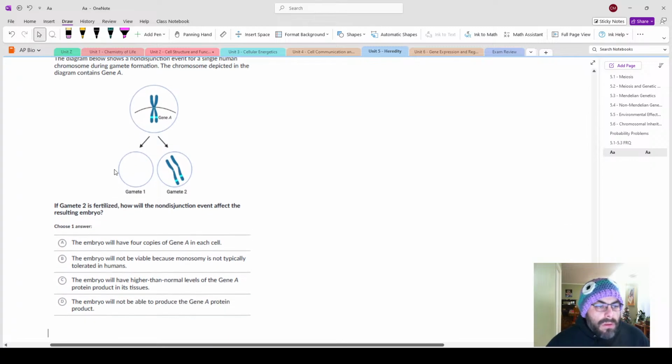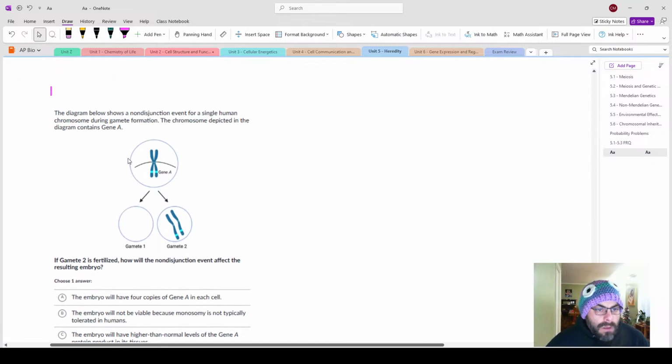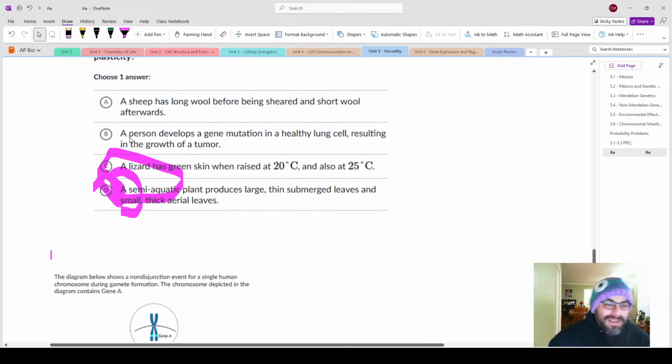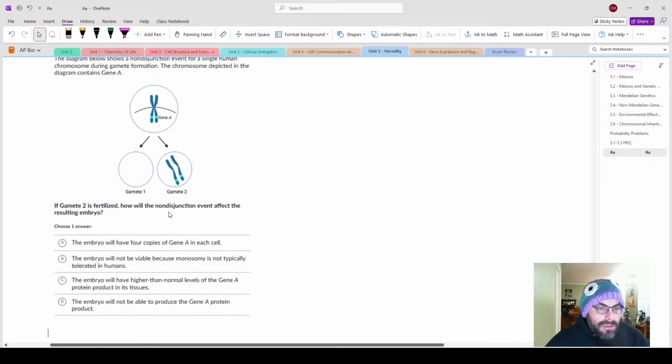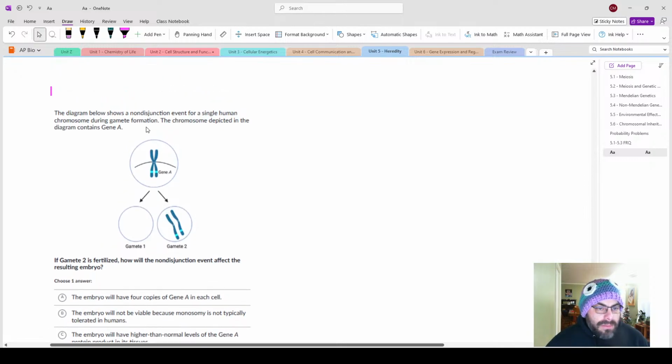Okay. Here's the next question. Diagram below shows non-disjunction event for a single human chromosome. I don't really have B for the freshman. This is a true statement right here. This is not me making fun. I literally had to erase part of a bubble because it was so big that it was bleeding into the other bubble. And so I had to distinguish them. I had to separate them because the student failed to separate them, which is what non-disjunction is, a failure to separate.